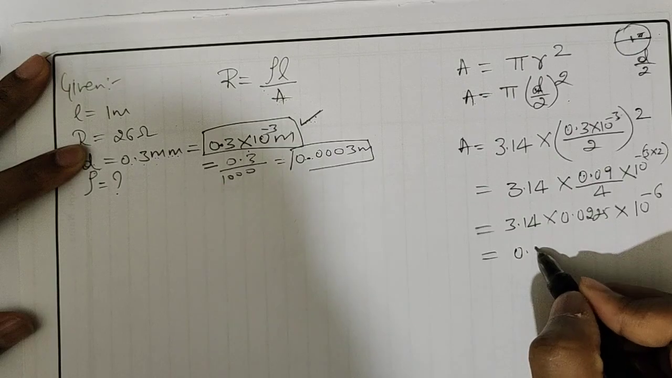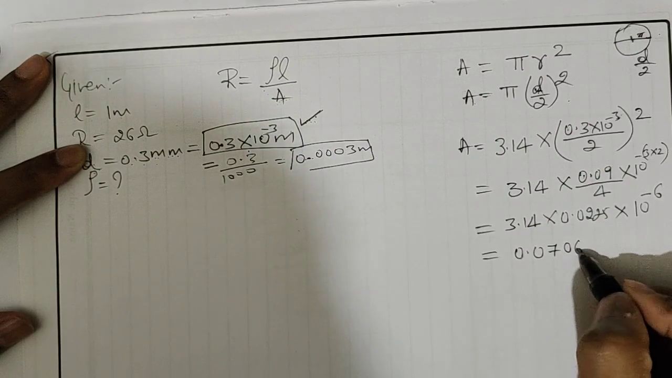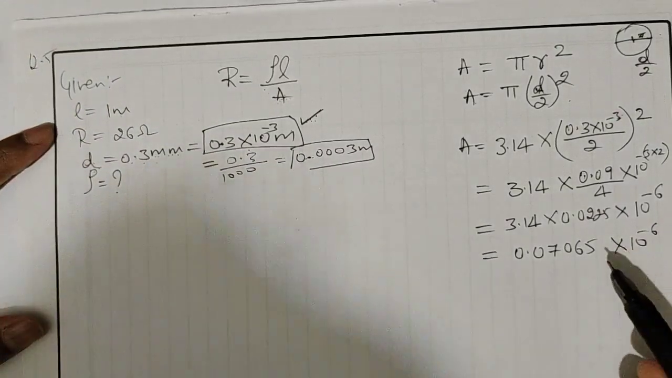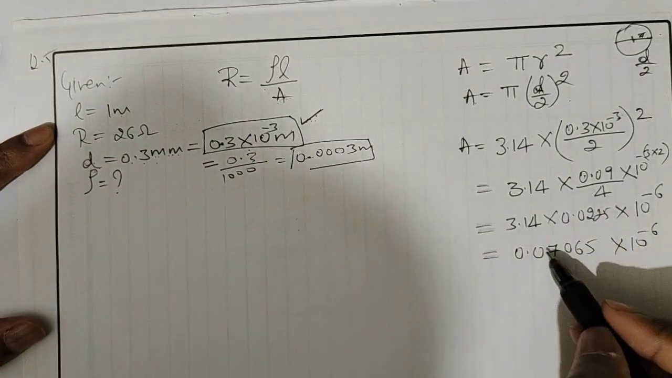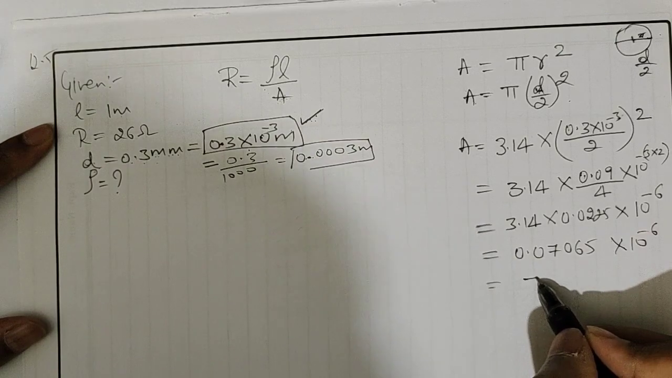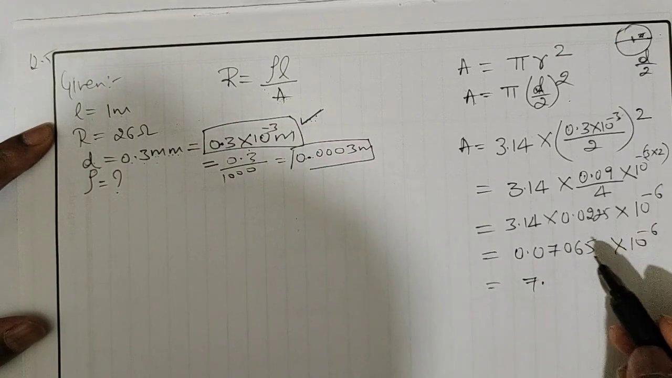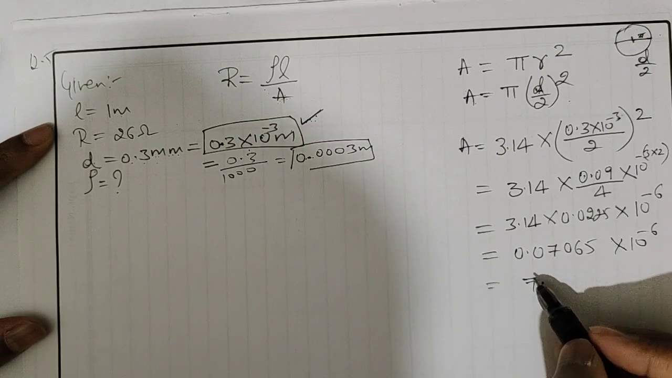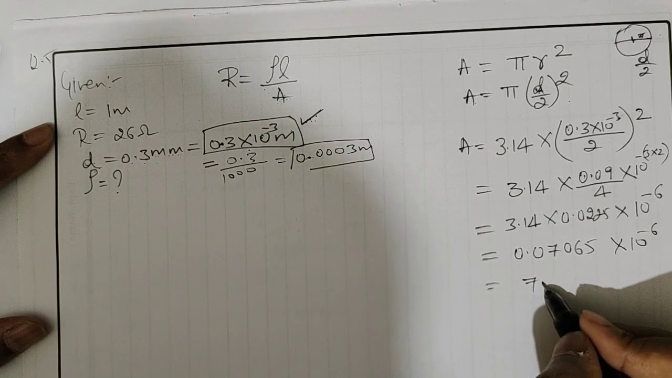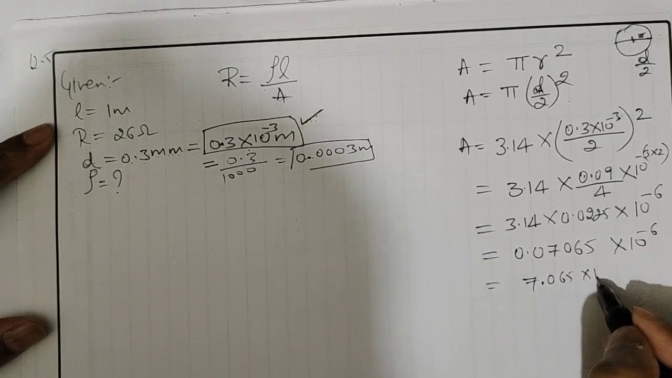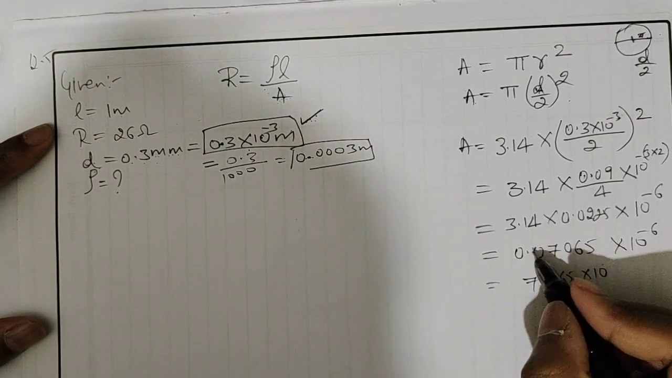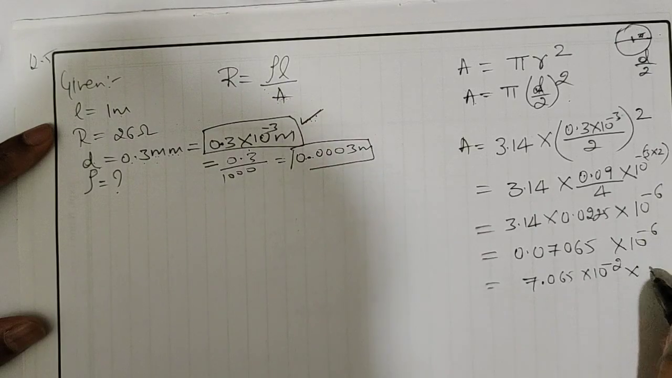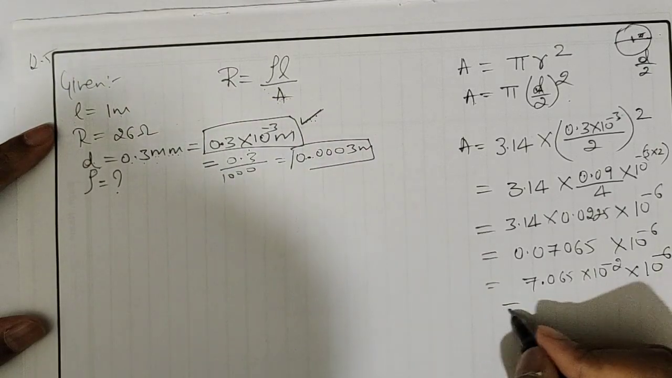You will get 0.07065, and what is this? 10 to the power minus 6. If you want, keep it as it is. If not, if you want to take the decimal here, that means 7 point. What you need to do? You are shifting after 2 digits, right? So after 2 digits means 0.065 into 10 to the power 2, no? That means minus 2 into what we are having here, 10 to the power minus 6.